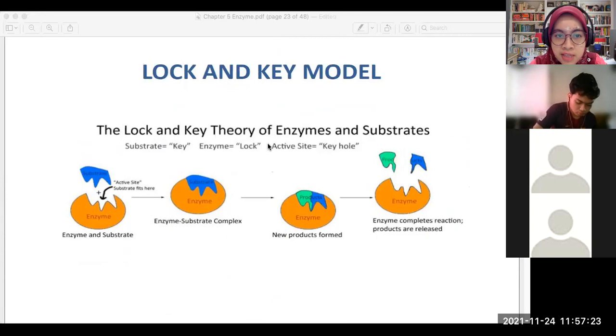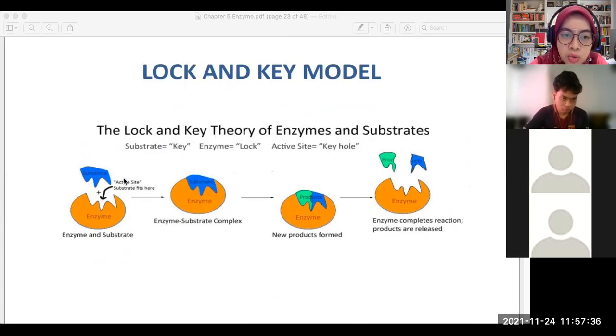Okay, so again, further details for lock and key theory. Imagine this is the substrate. This is the enzyme with the specific active site. When the enzyme recognizes a substrate that can fit into its active site, it will form an enzyme-substrate complex. After the substrate binds to the enzyme, it will catalyze the reaction accordingly, depending on the enzyme. So now a product is formed.